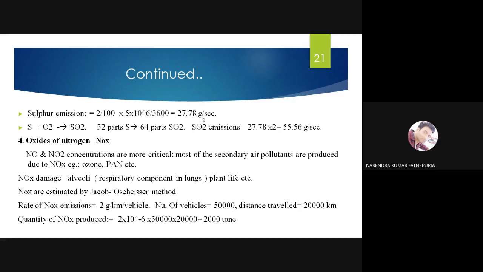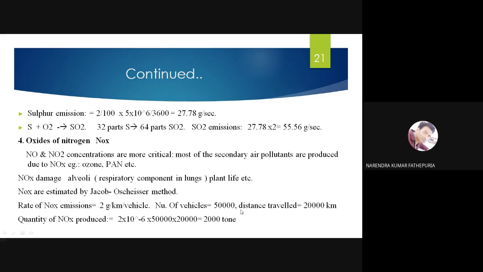The rate of NOx emissions will be equal to 2 gram per kilometer per vehicle. It's a moving vehicle. I have told about the sources of the pollutant, moving sources, fixed sources, right? Point sources, non-point sources. The classification of source of pollutant we have discussed in last class. So based on this, it is a moving source of pollution. So NOx emissions are coming 2 gram per kilometer per vehicle.